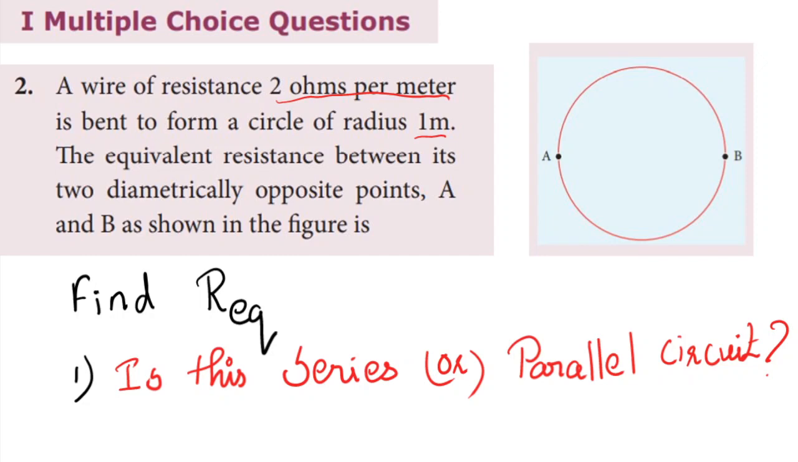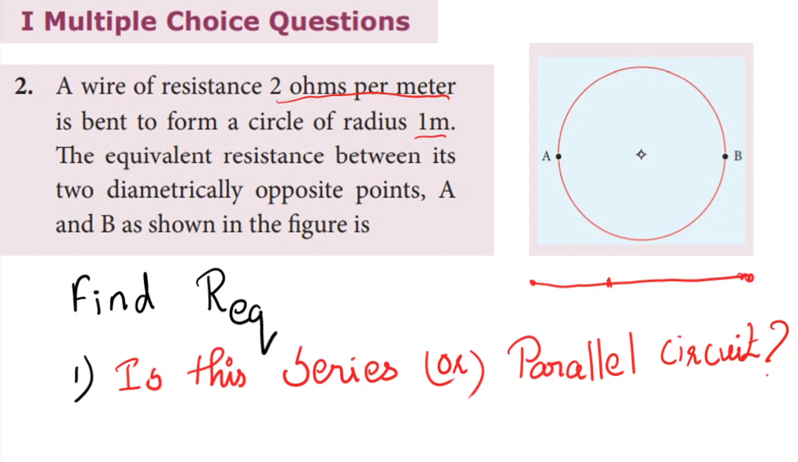Question la enna kuduthirukkranga, a wire of resistance 2 ohms per meter. அதாவது இதுல வந்து அந்த வயரோட complete resistance கொடுக்கல. Suppose let us consider this as wire. They are given the resistance per meter only. So for 1 meter the resistance of wire is 2 ohms. Okay. So this wire is bent to form a circle.